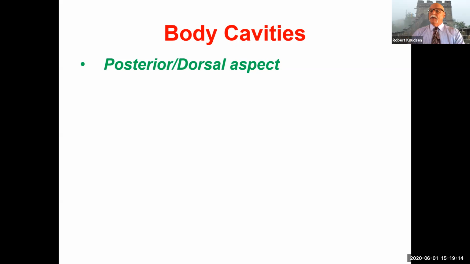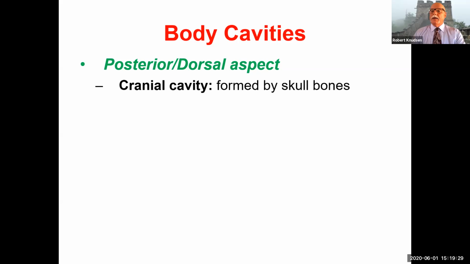Posterior dorsal. Oh, remember I said there was going to be some that had two names? Now, normally I put parentheses around it. This time I just put a diagonal, okay? Posterior and dorsal. There's a cavity back there. Cranial cavity is part of it.